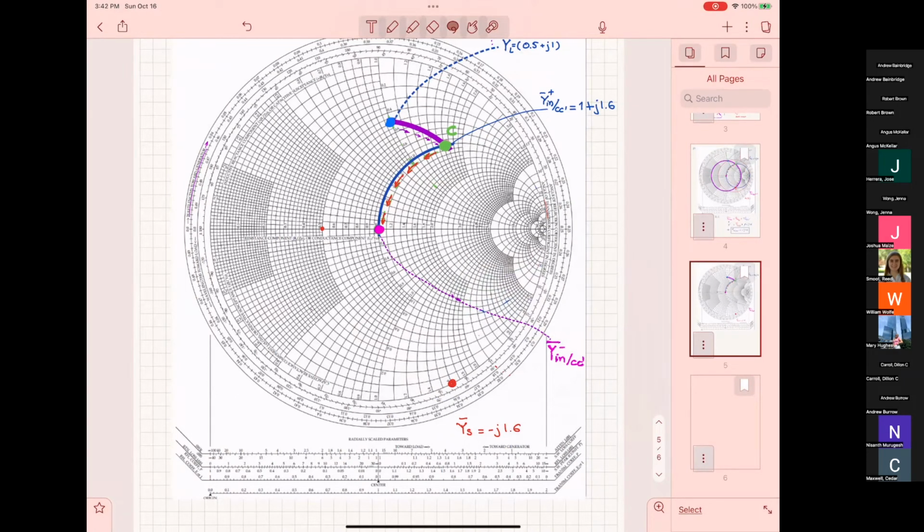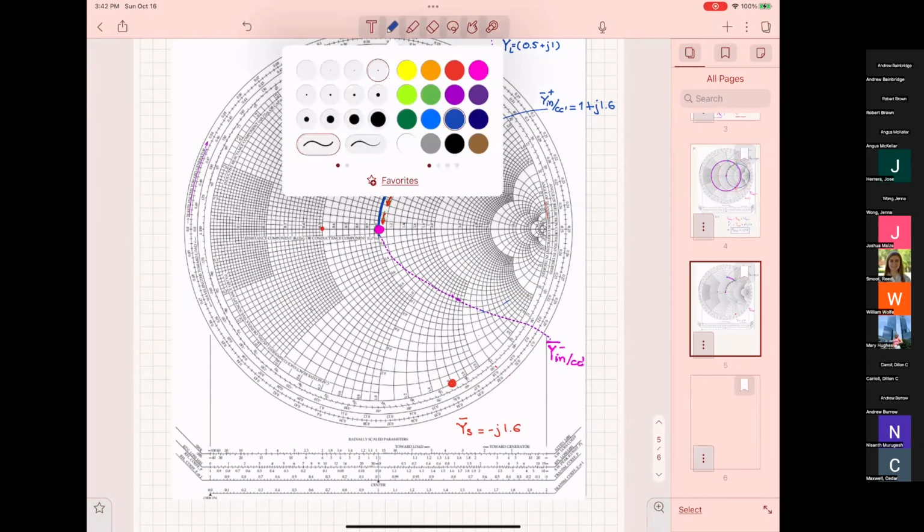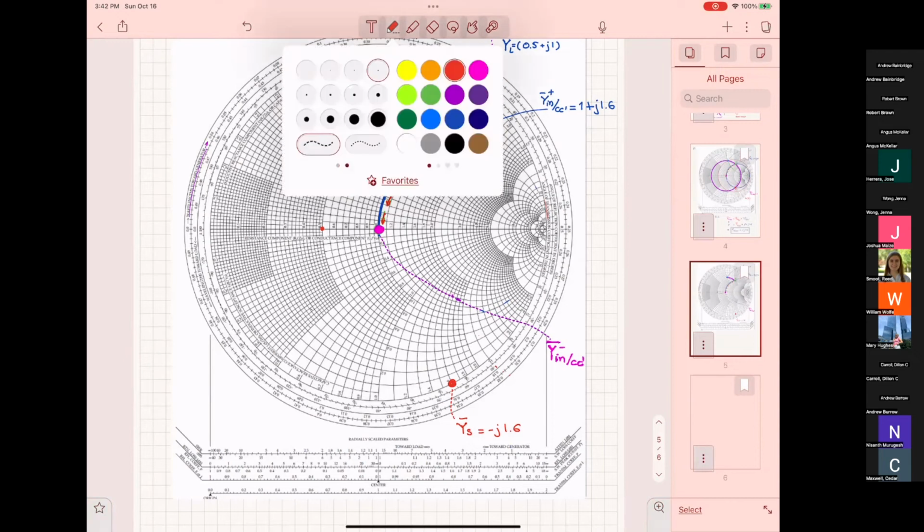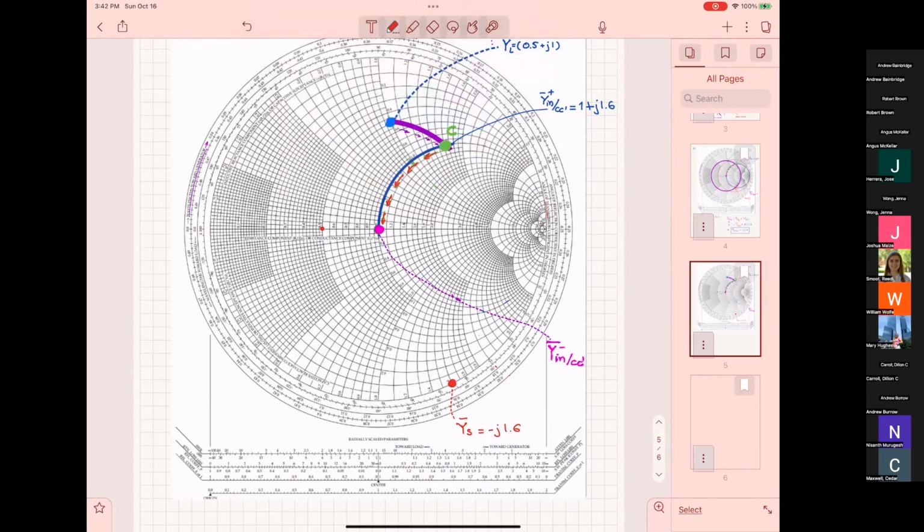Okay, now we are using admittances. So I'm going to ask you a question. The question is, where on the Smith chart do I have the admittance of an open-ended stub? How much is the admittance of a stub that is open-ended? The admittance.